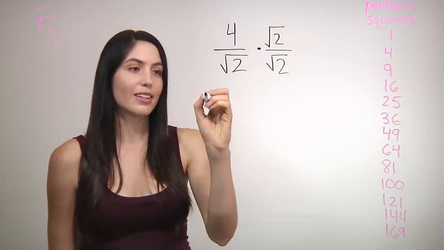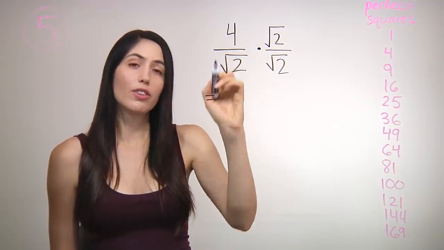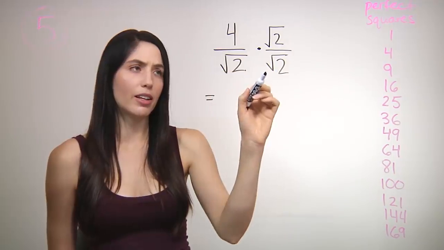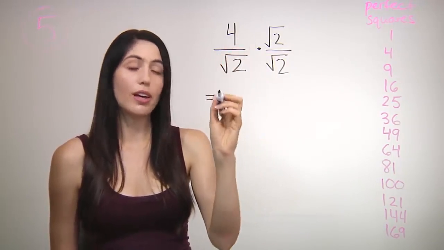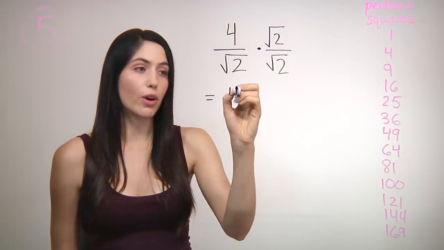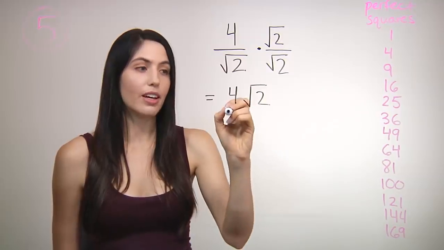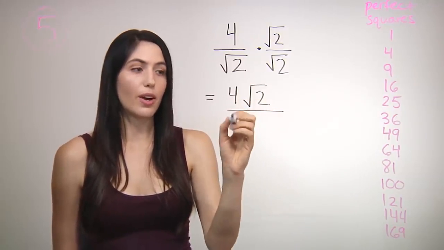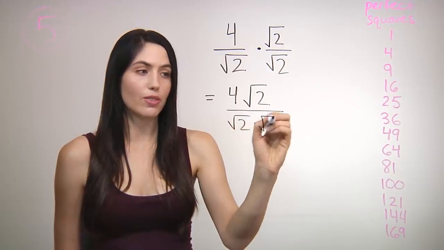So in the next line, multiply straight across. This is two fractions multiplied together. So you multiply top straight across and bottom straight across. So on the top, you have 4 times square root of 2. And on the bottom, you have square root of 2 times square root of 2.